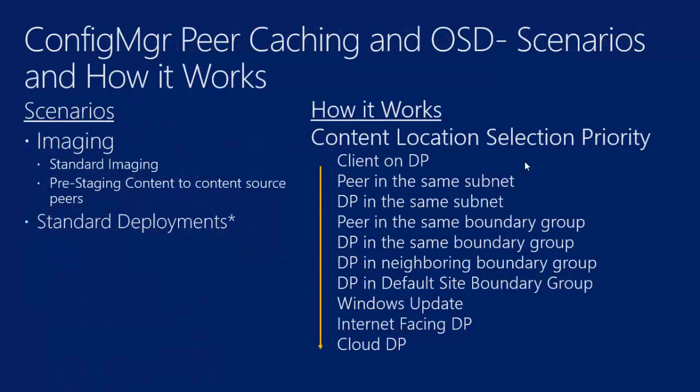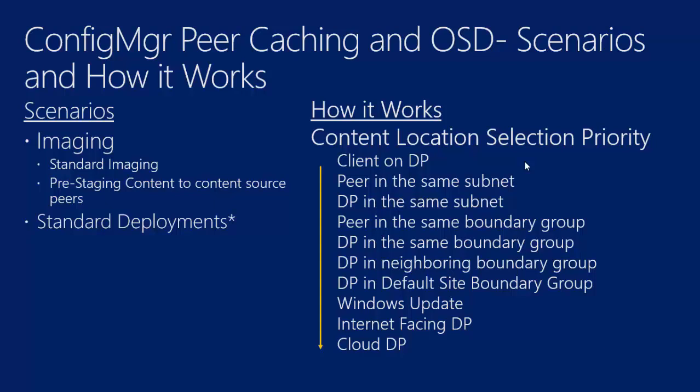Okay, so ConfigMgr peer caching and OSD, some scenarios, how it works, right? So two big umbrella buckets of ways that you can leverage peer cache. One is for imaging and one is for standard deployment. For standard deployments, we've already talked about that in part one of this series, so I won't talk about that again. Here we're focused on OSD, imaging, right? So here we talk about two subcomponents of imaging. One will be the standard imaging process, leveraging peer cache enabled systems, super peers, to retrieve the content, and then also the idea of pre-staging the content onto your content source peers, super peers, so that imaging systems can leverage it. We'll talk about that.